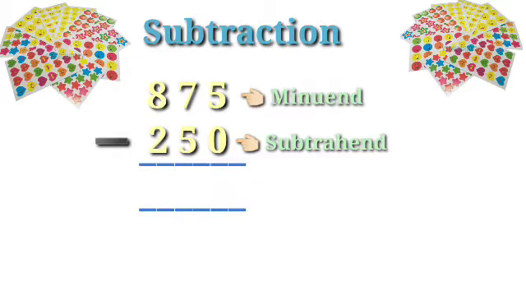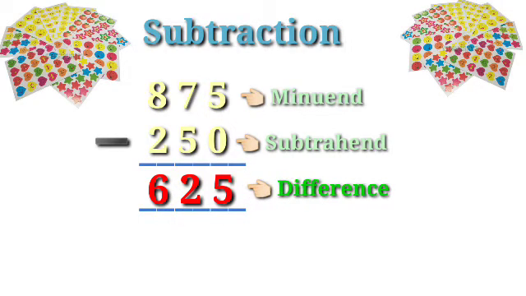5 minus 0 gives us 5. 7 minus 5 gives us 2. And 8 minus 2 gives us 6. So we got the answer 625, children. Now the result of this subtraction is called what, children? This is difference. So now 625 stickers are left with Charan.